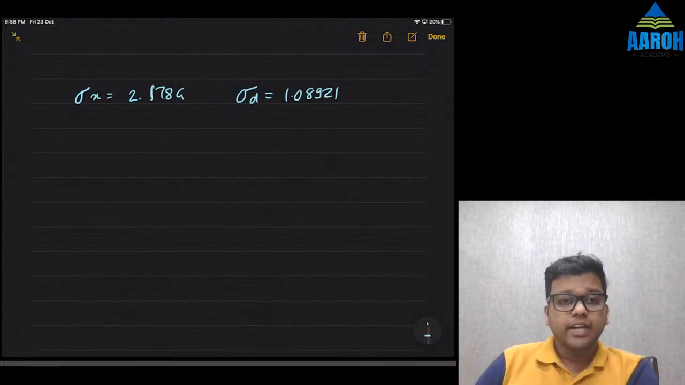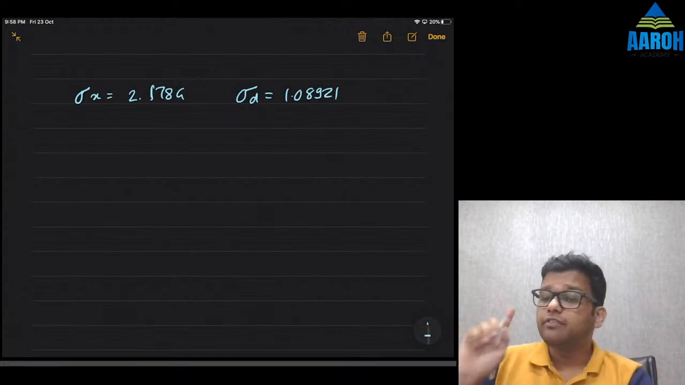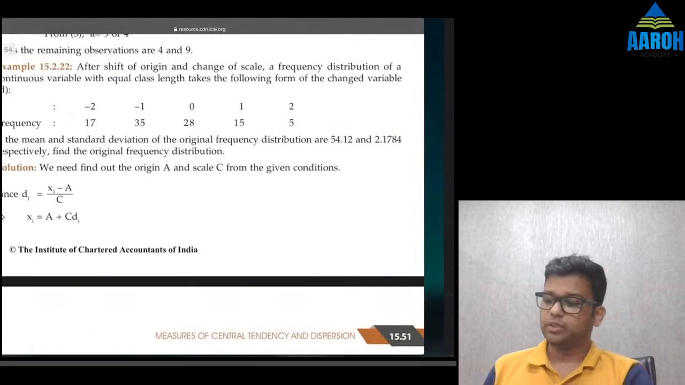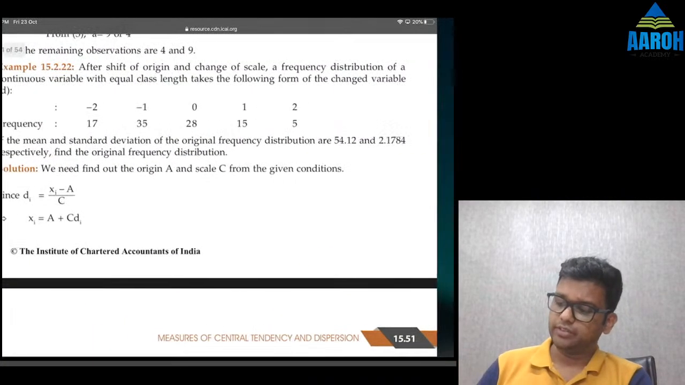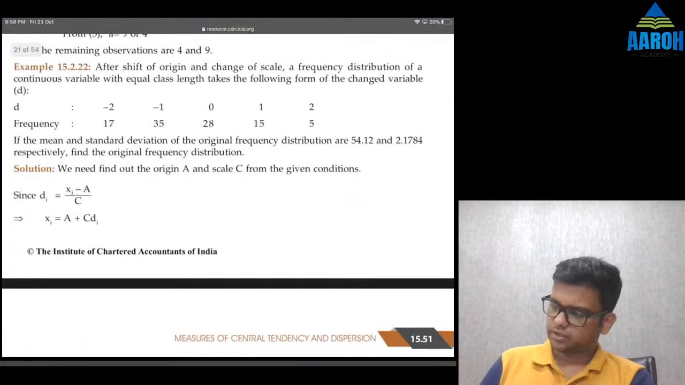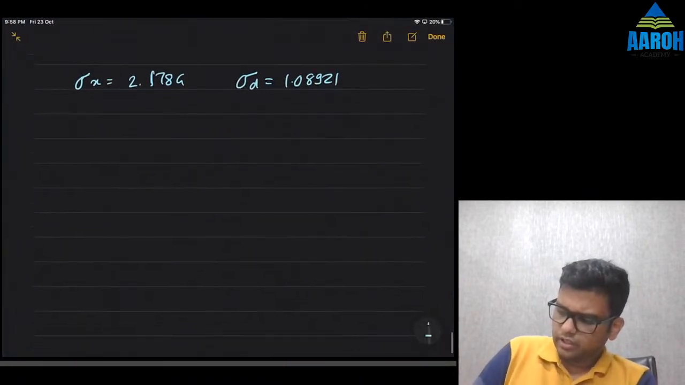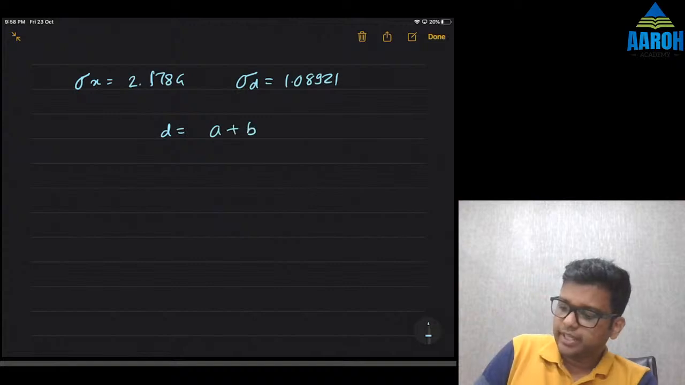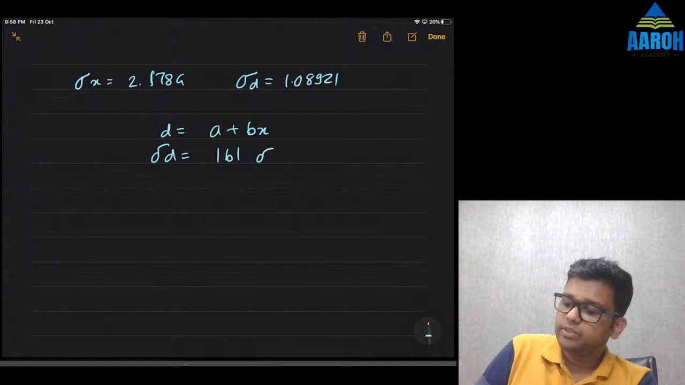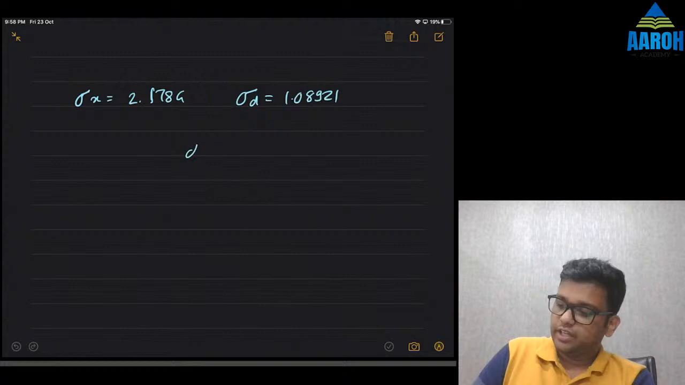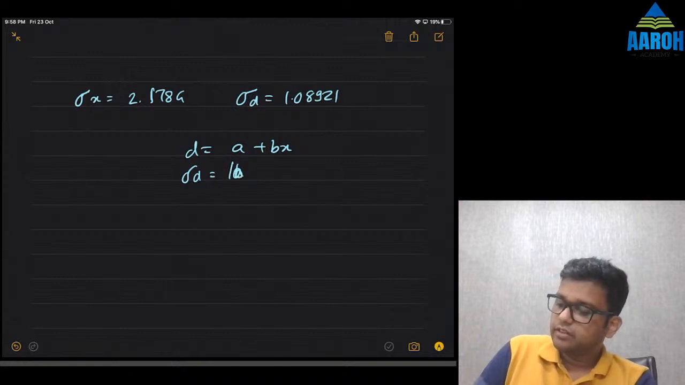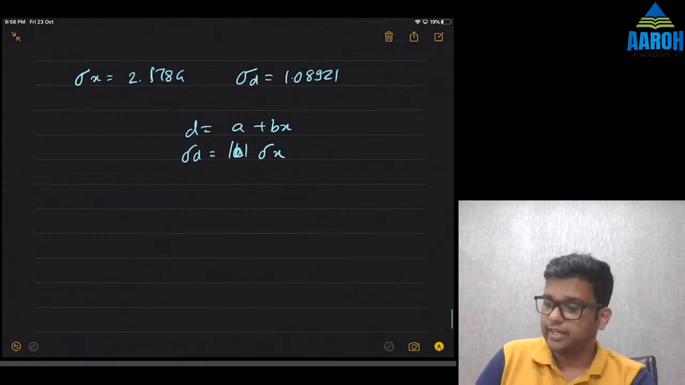We know that standard deviation is affected by change of scale, positive value of change of scale. So if d is equal to a plus bx, then we know that sigma d is equal to absolute value of b into sigma x, which we have seen yesterday, right?